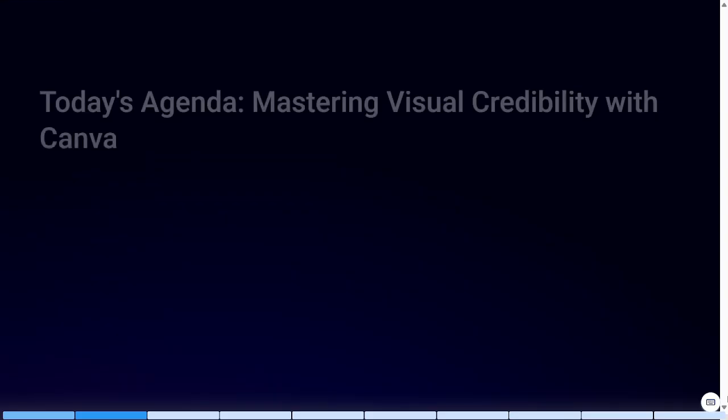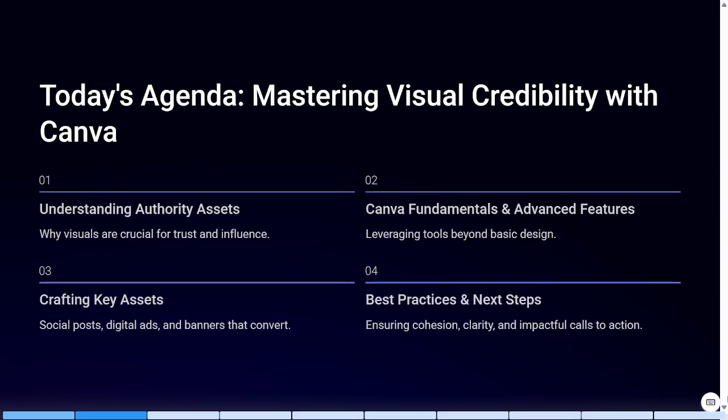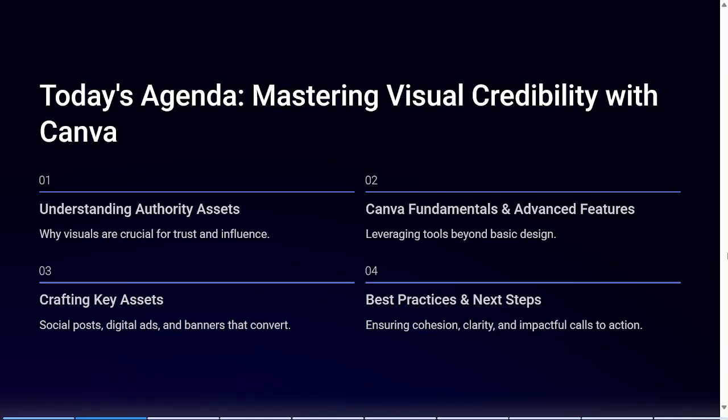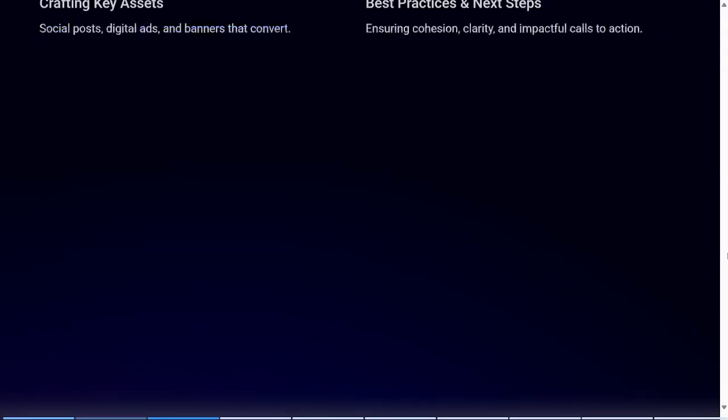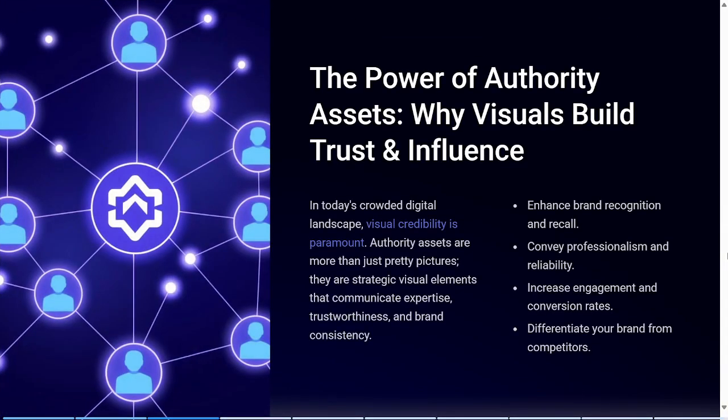Welcome again. So it's going to be an almost practical class, but I'm just going to give you a glimpse of what I'm going to be doing. Today's agenda is just mastering visual credibility with Canva. Number one, you need to understand authority assets. You need to understand Canva fundamentals and advanced features. You also need to understand crafting key assets, best practice, and the next step. So it's going to be a practical session, but I just want to run this.